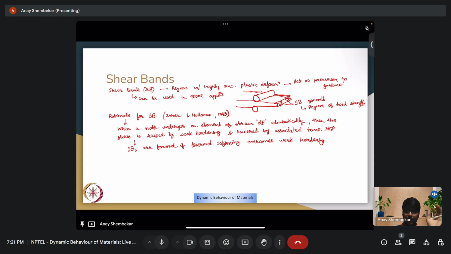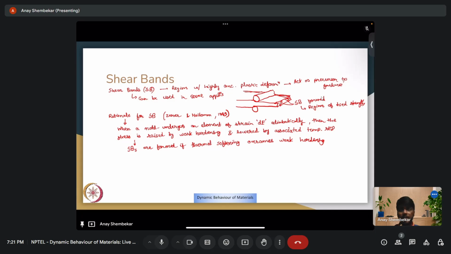What that does is, this adiabatic process would result in an increase in temperature in the localized region, which is basically thermal softening of the material. So you have two competing mechanisms, one trying to increase stress due to work hardening and the other trying to decrease stress due to thermal softening.